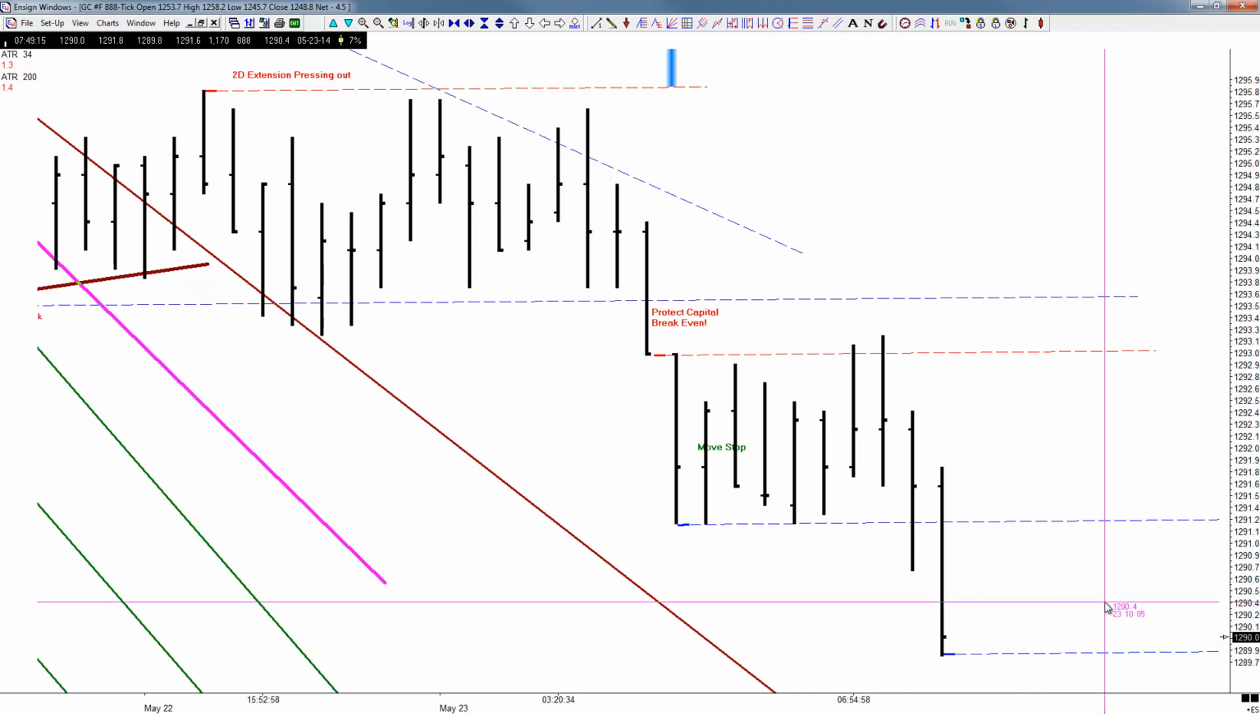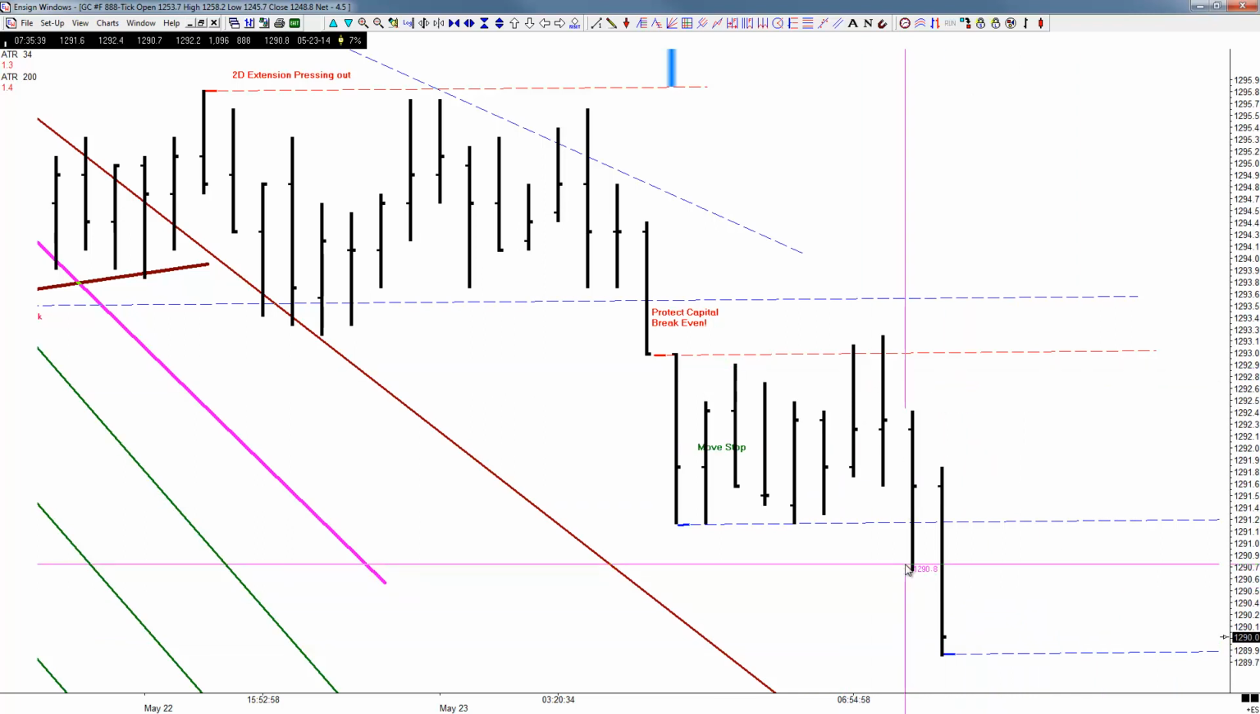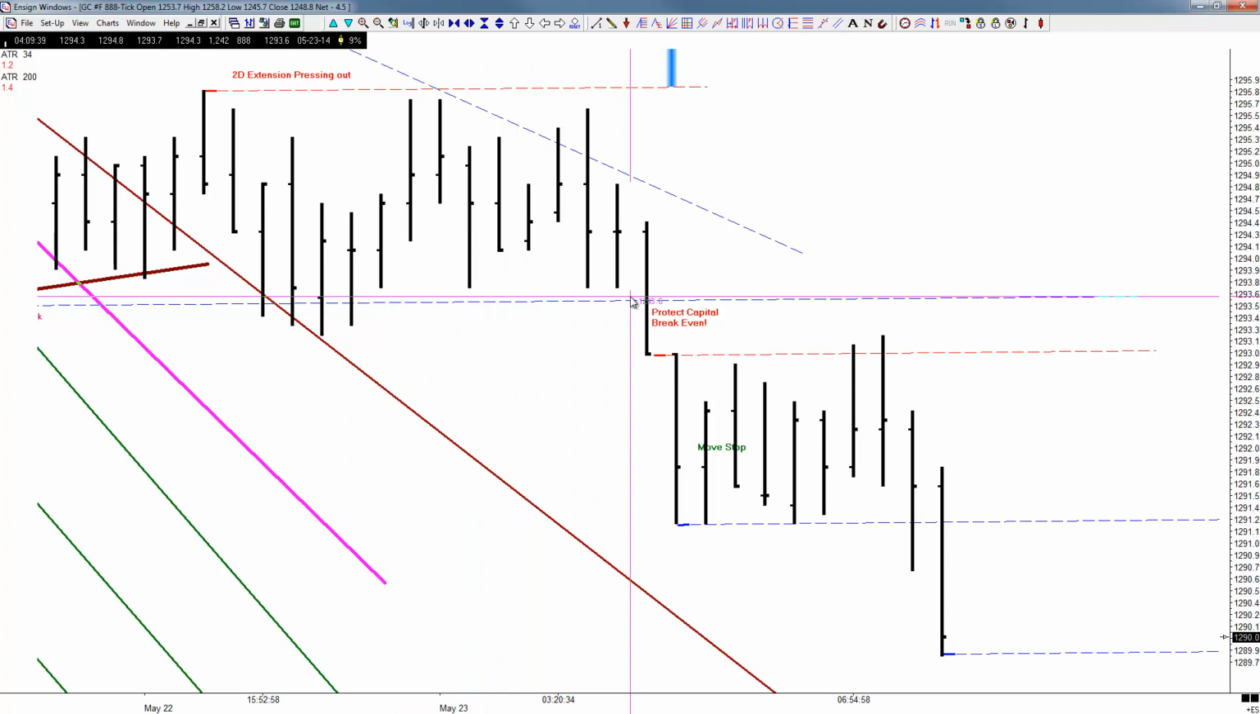So this is why you need to be patient, because Gina, you know, you paid and sat through all of this, right? So now we want to reap the benefits of this move down.